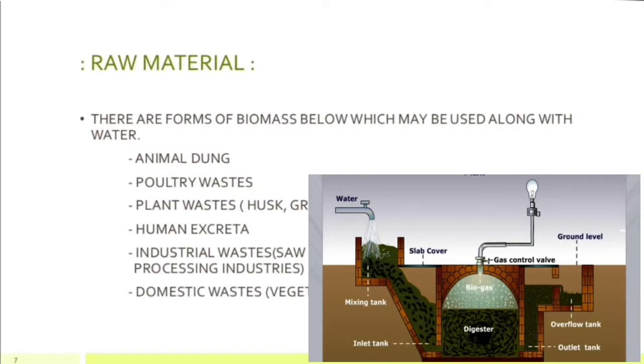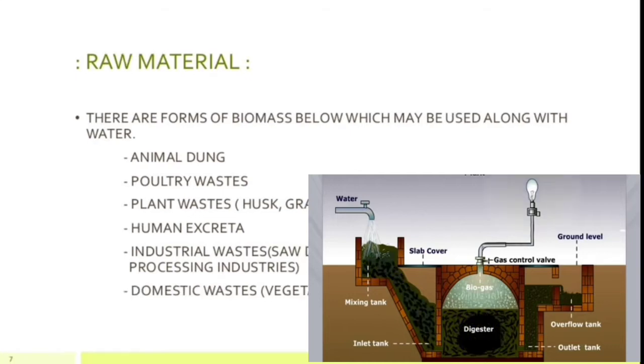Now let us see what the raw materials required for biogas are. There are forms of biomass below which may be used along with water: animal dung, poultry waste, plant waste, human excreta, industrial waste and domestic waste.